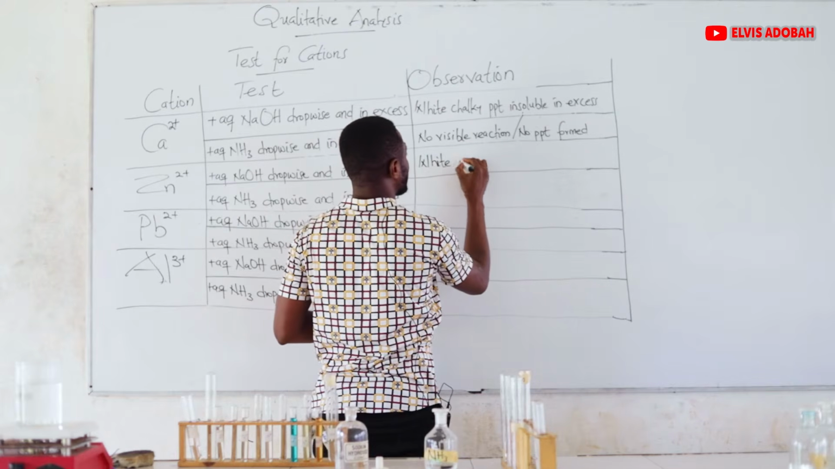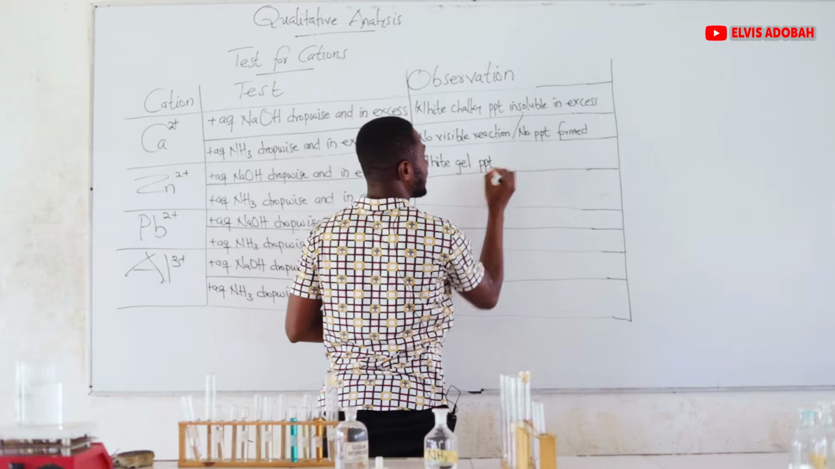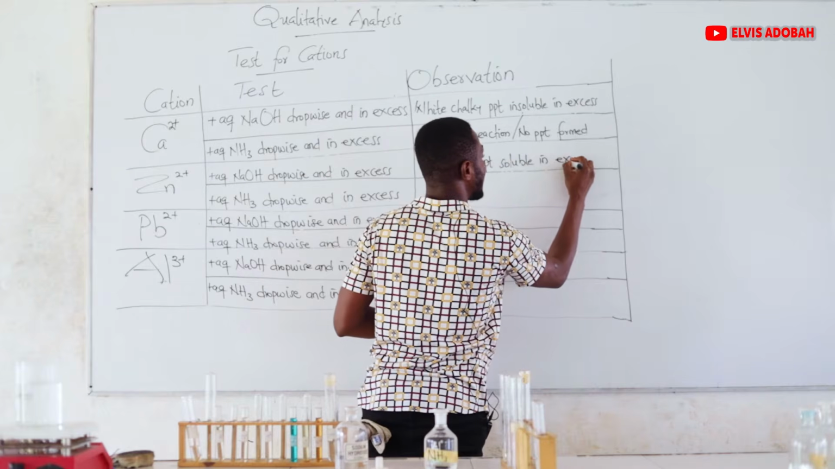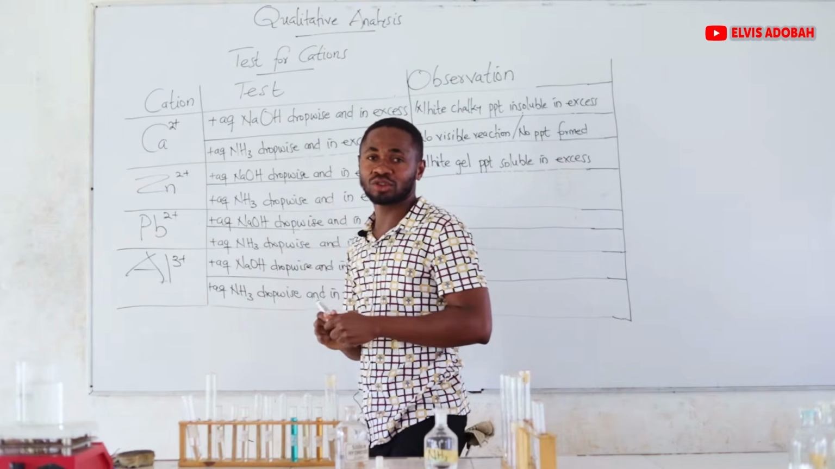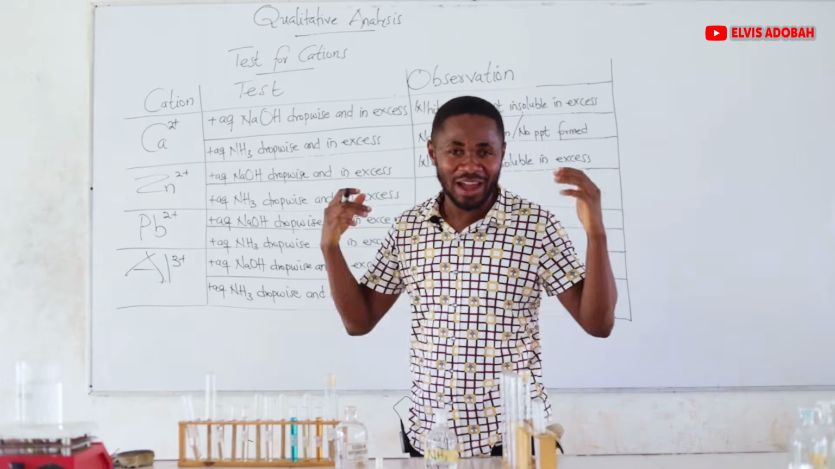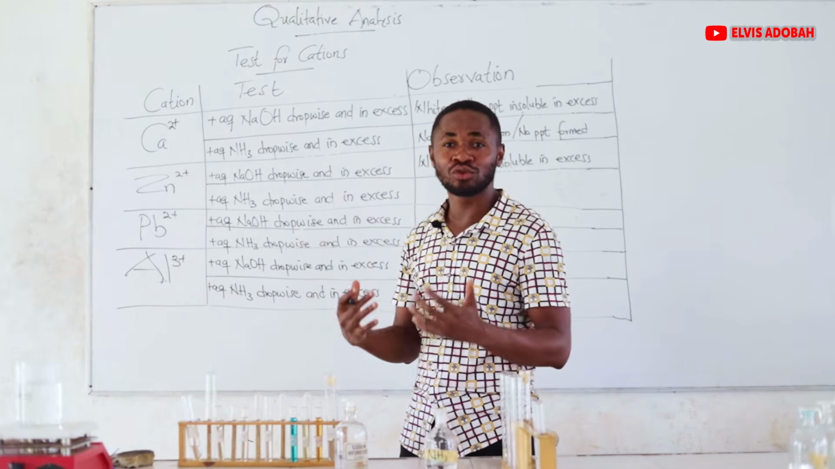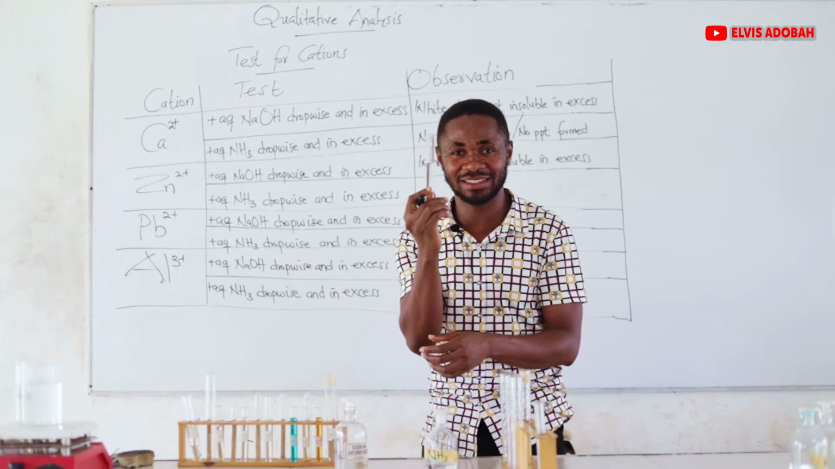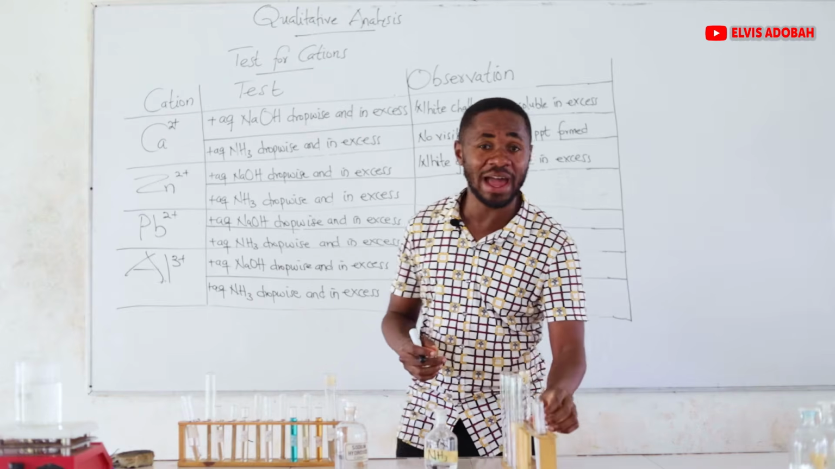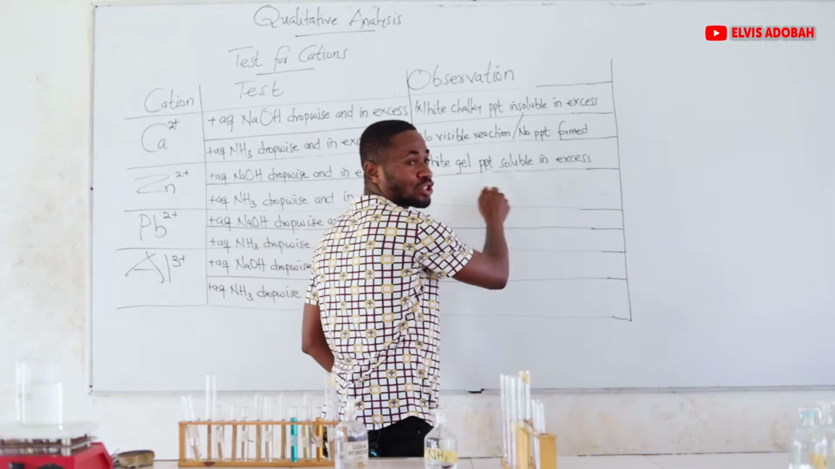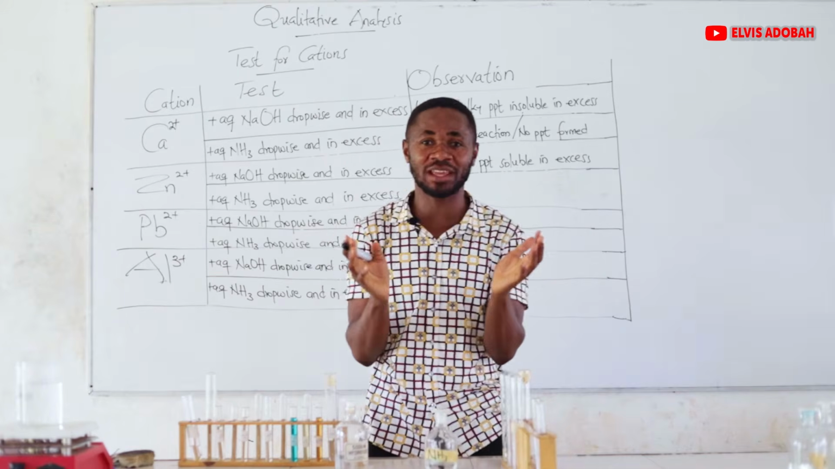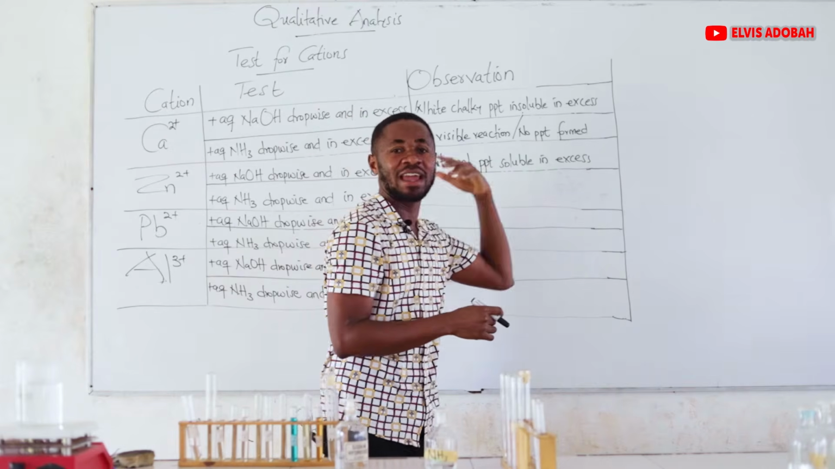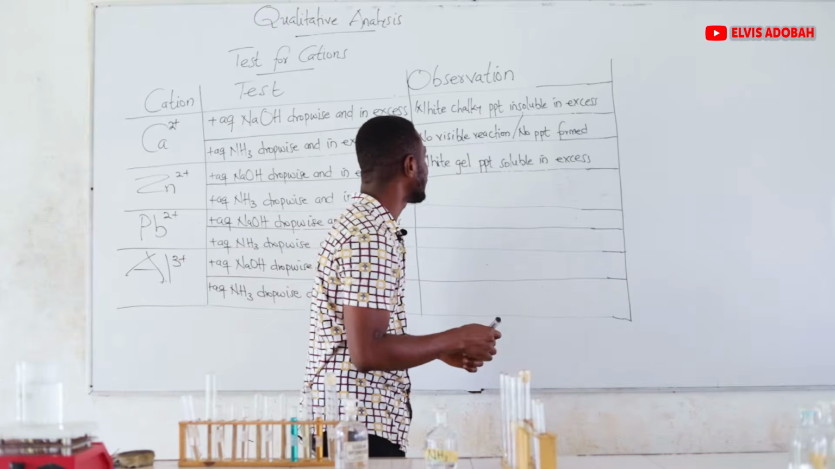White gelatinous precipitate, soluble in excess sodium hydroxide. Soluble in excess to form a colorless solution. You realize that the solution is colorless. So you could add "to form a colorless solution" to your observation if you like. But you can still leave it as white gelatinous precipitate soluble in excess. Good.